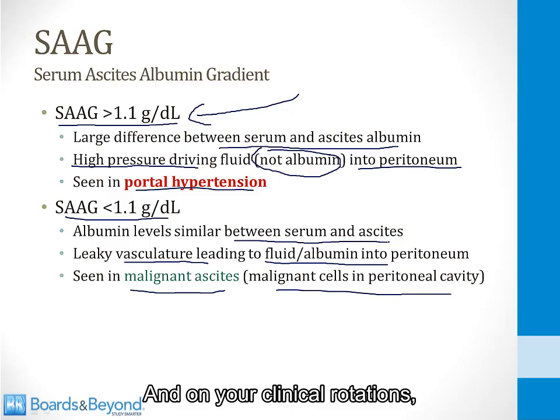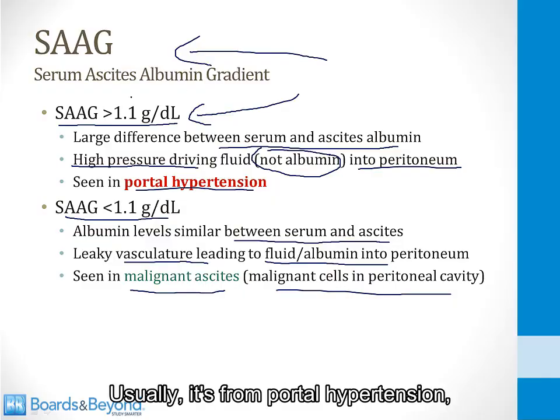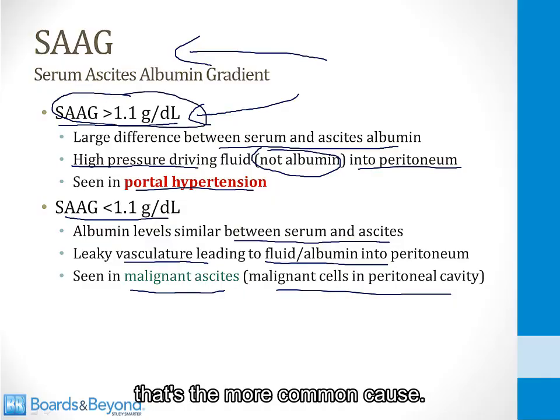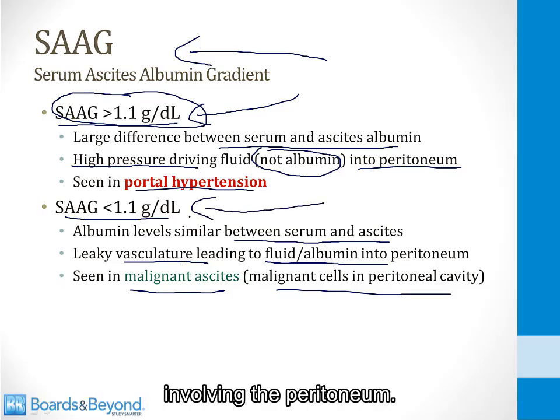And on your clinical rotations, you will measure the SAAG many times in patients with ascites. Usually it's from portal hypertension. That's the more common cause, but you will do this to rule out or exclude a malignancy involving the peritoneum.